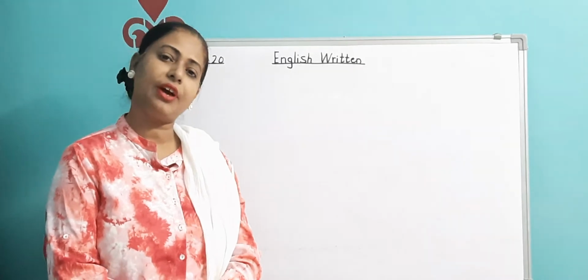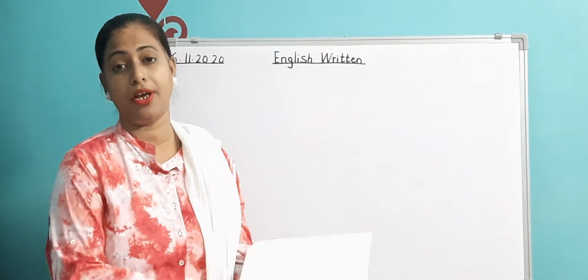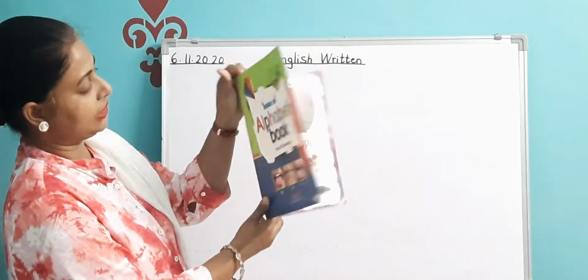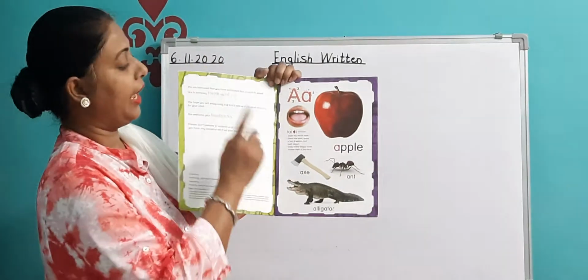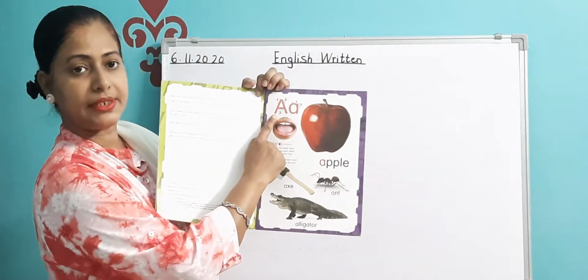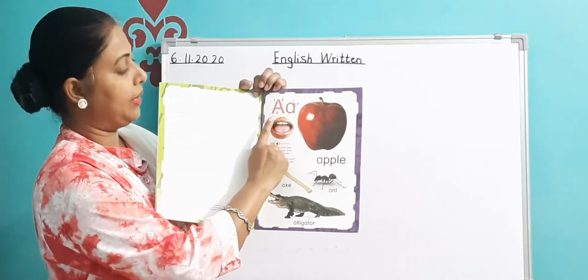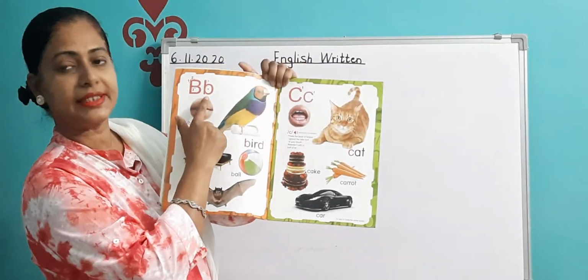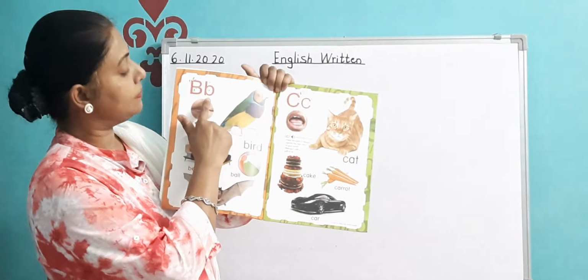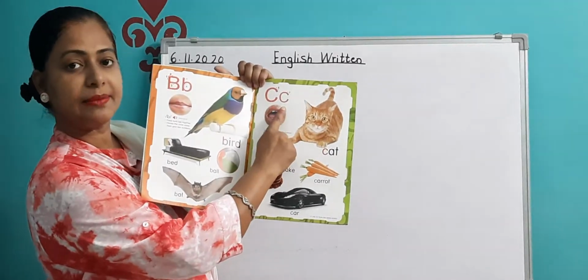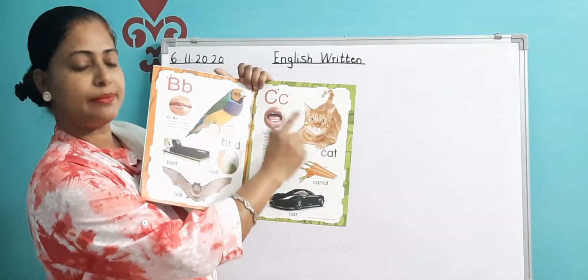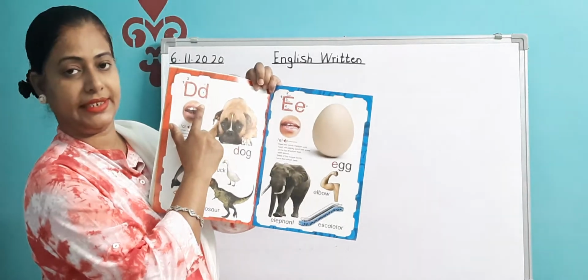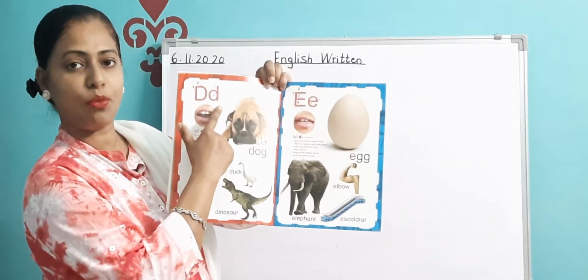So we will quickly revise all the alphabets. I hope you are now recognizing your small alphabets along with the capital alphabets. So this is your alphabet book, and in this book you can see this is capital A and this is small a. Then after that comes capital B, small b. Capital C, small c. Then capital D, small d. This is capital D and this is small d.